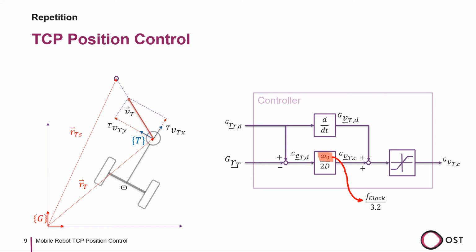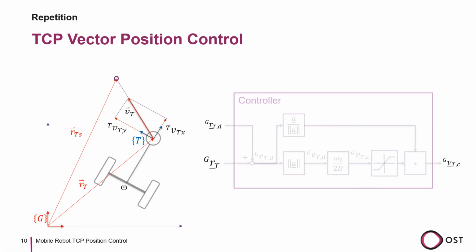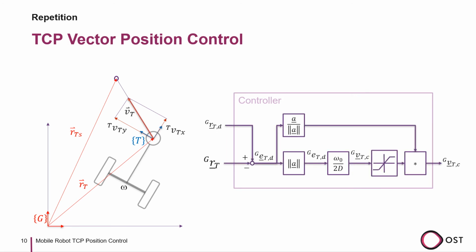A downside of the independent control in the x and y direction is that the TCP does not move exactly along the error vector between the current and desired TCP position. If we want the TCP to move exactly along the error vector, we need to modify the control algorithm. We still calculate the global position error E. But then we take the Euclidean norm of the vector, multiply this value with omega 0 divided by 2 times d and limit it. To get back to a vector, we further calculate the unit vector of the error E and multiply it with the limited velocity. With this control algorithm, the TCP moves exactly along the error vector E.